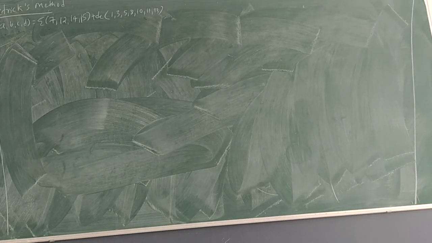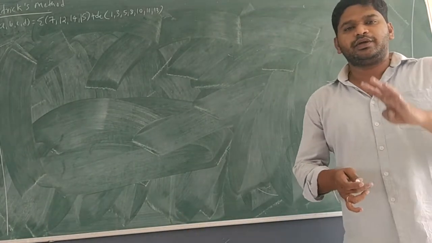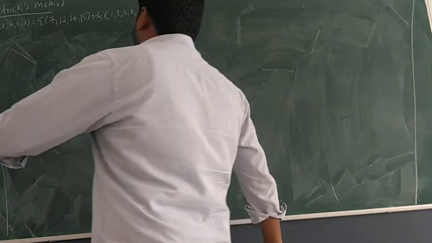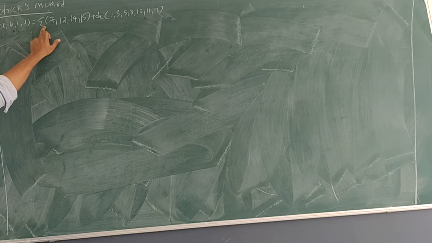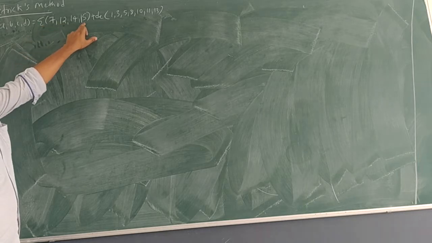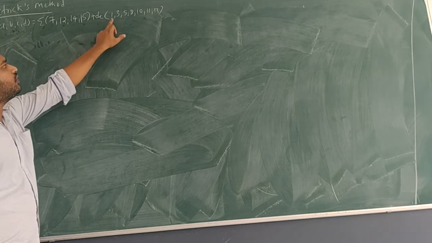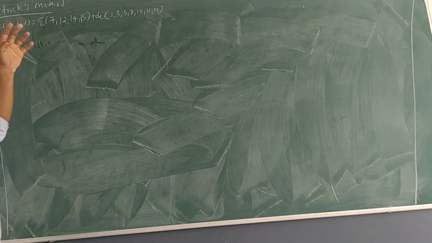Okay. So the last problem on Patrick's method is 4 variable with don't care condition. Y1 is a decimal function of 4 variables A, B, C, D. It is high for 7, 12, 14, 15 and don't care for 1, 3, 5, 8, 10, 11, 13.